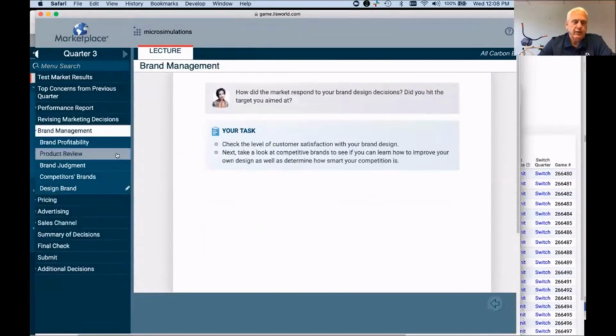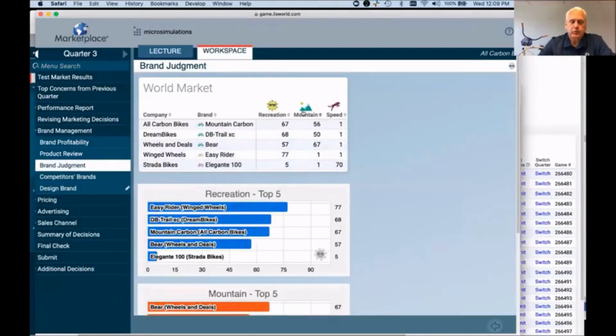So I have brand management. I already talked about this, but I'm in the mountain segment, and I have a 56. It actually has a 67 in the recreation segment. That's because I put features in my bike that would appeal to the recreation segment. So I'm actually doing a bad job of serving 2 segments. But Wheels and Deals is not much better than me.